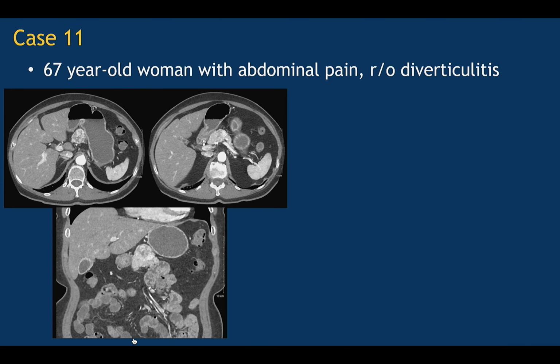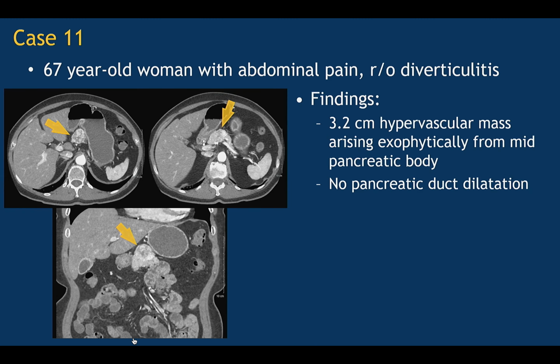Case 11 is a 67-year-old woman with abdominal pain, and we are asked to rule out diverticulitis. We have images here from a contrast-enhanced CT in the arterial phase. There is a 3.2 centimeter hypervascular mass arising exophytically from the mid-pancreatic body, and there is no main pancreatic duct dilatation.